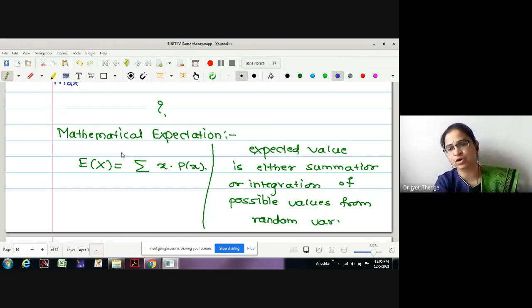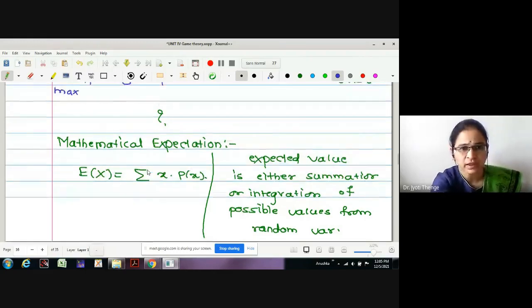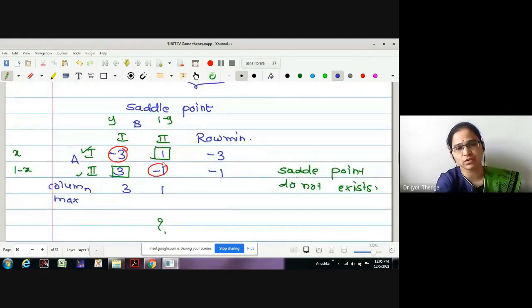Expected value is either a summation or integration of possible values of the random variable. Here we are not stating exact values; these are the possible values. And how is mathematical expectation defined? Mathematical expectation is defined as the summation of the event times its probability. Therefore, here also, to find the minimum expected gain of player A, suppose he chooses to play the first and second activity with probabilities x and 1 minus x, as we have only two activities.